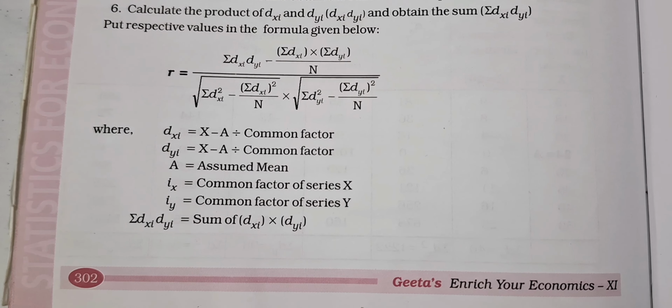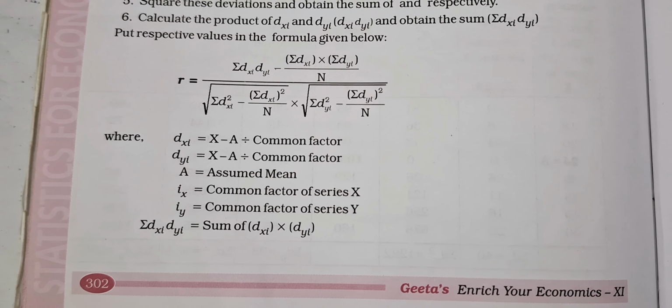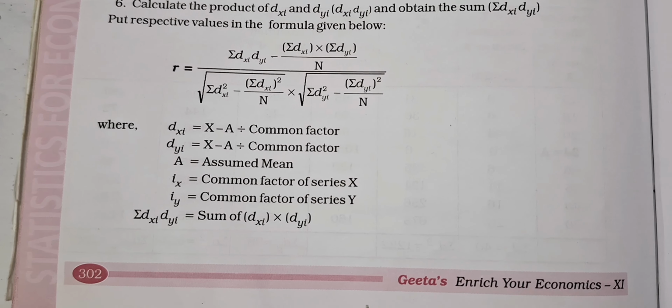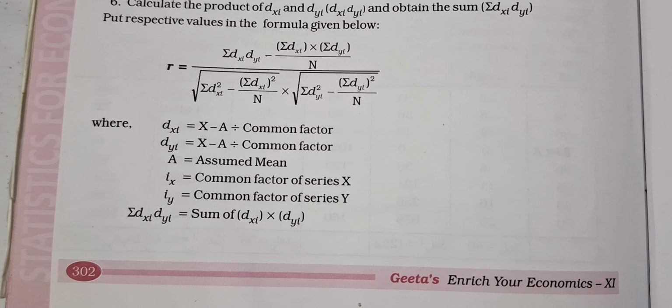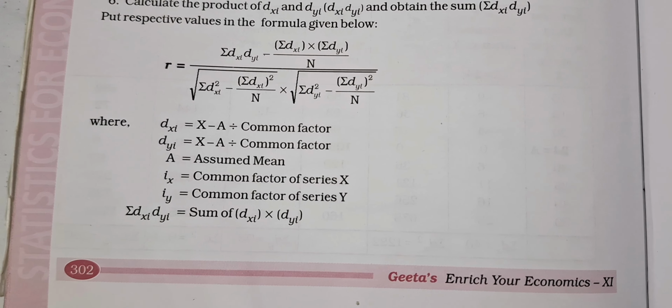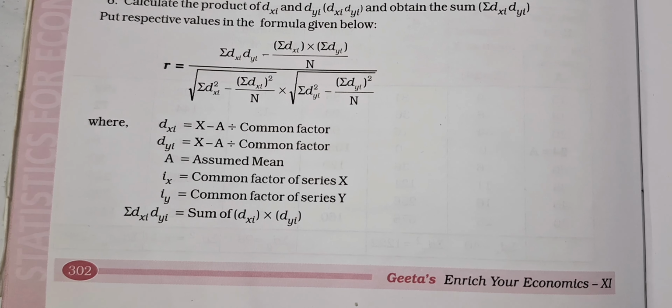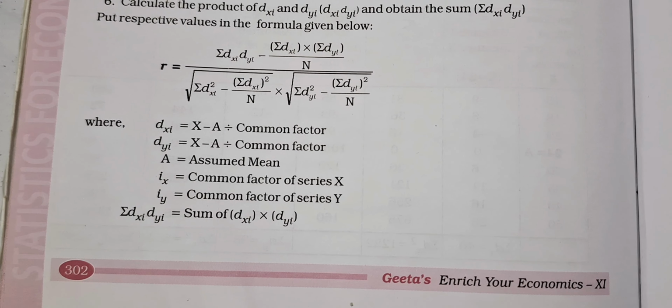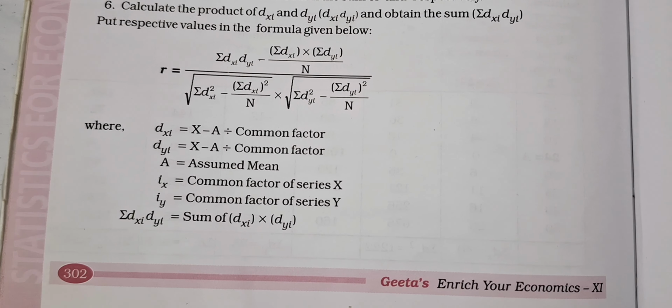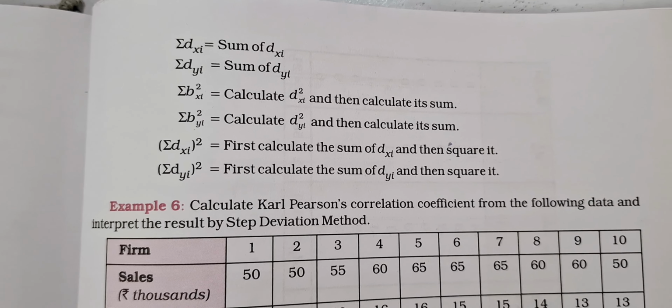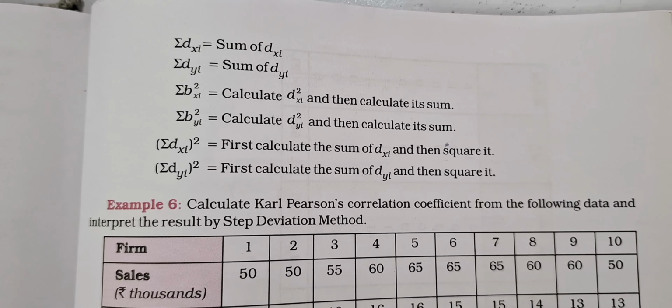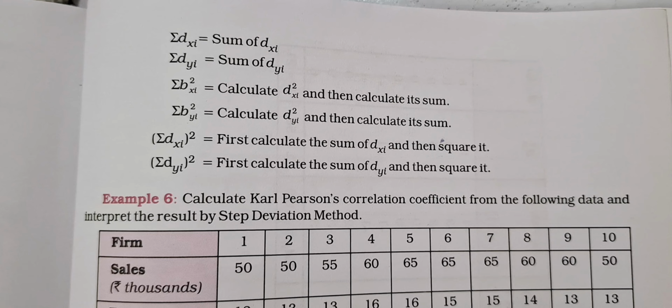We need to choose a common factor for this. dyi equals y minus a divided by common factor. a is equal to assumed mean. ix equals common factor of series x. iy equals common factor of series y. Summation of dxi dyi equals sum of dxi multiplied by dyi. Summation of dxi equals sum of dxi. Summation of dyi equals sum of dyi.